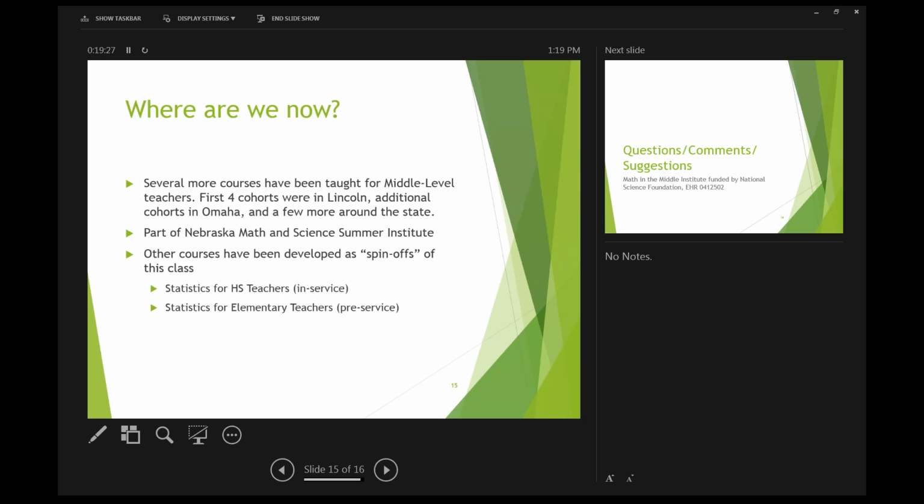And it is part of the Nebraska Math and Science Summer Institute. So I think there are going to be 2 offerings of the course this summer. And those additional offerings have been taught by former grad students. They've been taught by master teachers. They've been taught by a lot of different people.